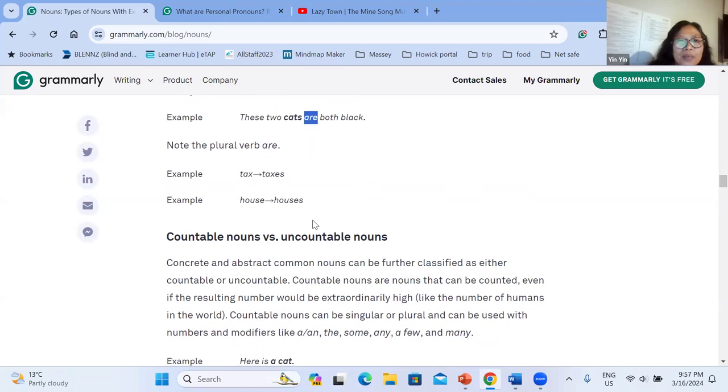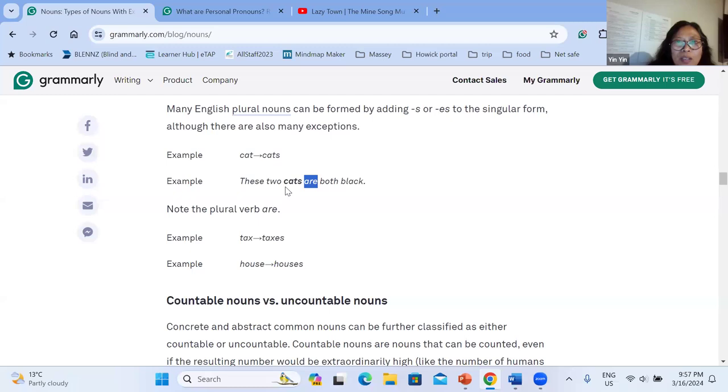For example, text, texts, house, houses. But text, plural, texts, ES. The X and now, adding ES.